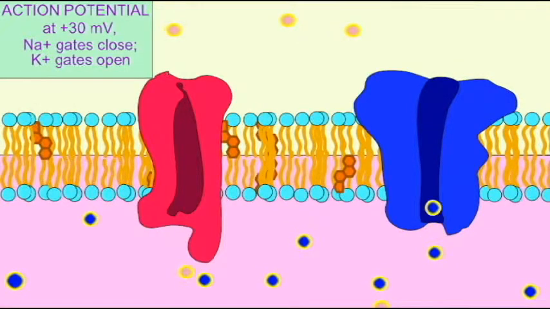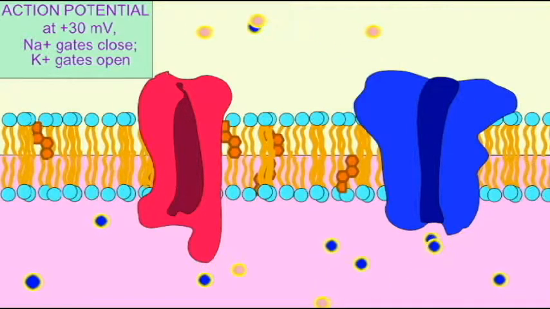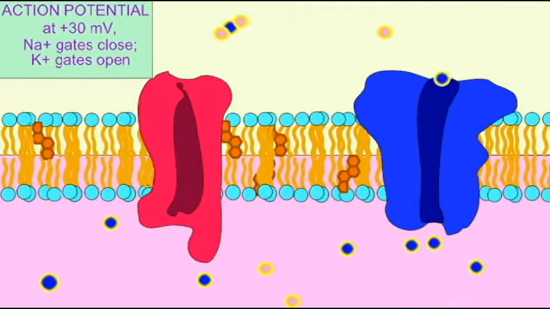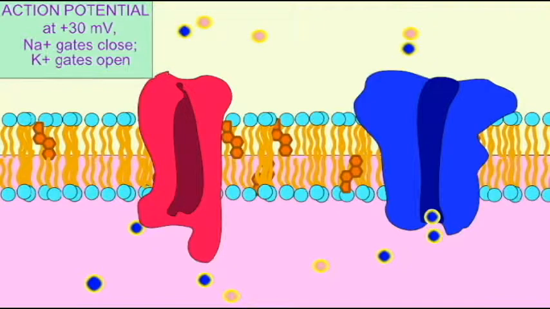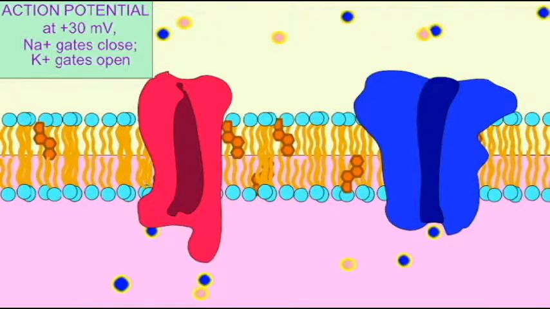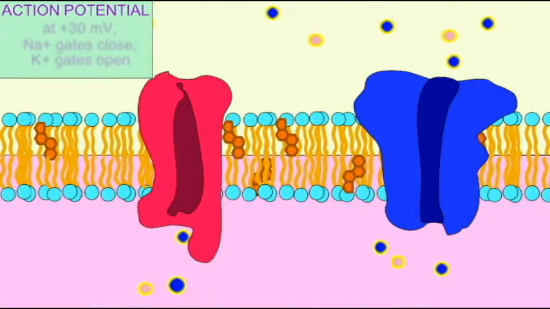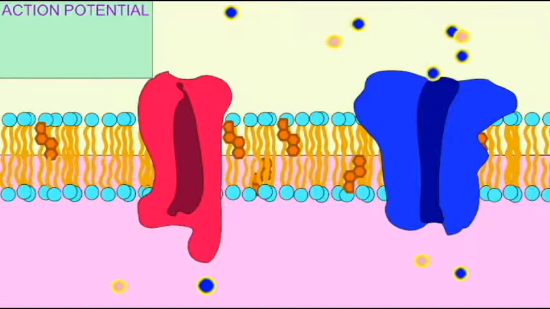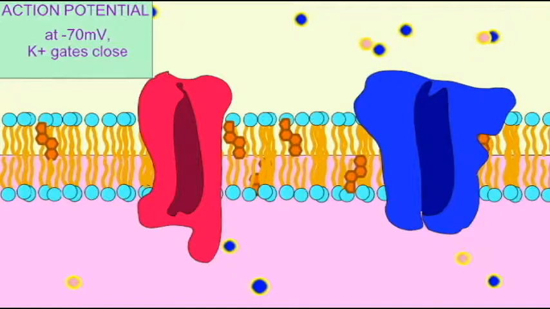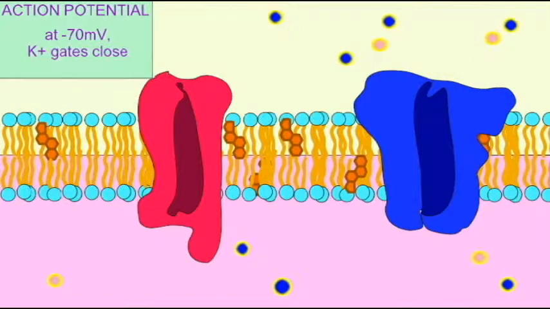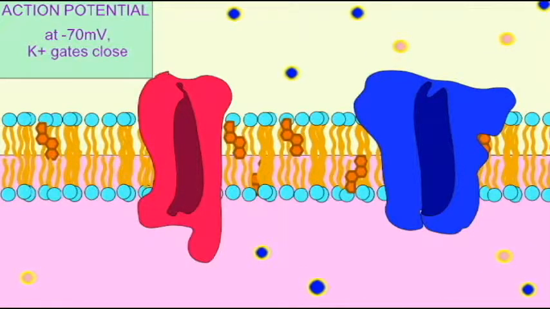The potassium gates are also voltage regulated and also open in response to crossing the threshold voltage, but their opening is a bit delayed compared to that of the sodium gates. So as the potassium gates open, the potassium ions can now go from an area of high concentration to low. They can go from the interior of the cell outside the cell. At about minus 70 millivolts, the potassium gates close. Now, the membrane potential has become negative because of all of the positive potassium ions which leave the cell.